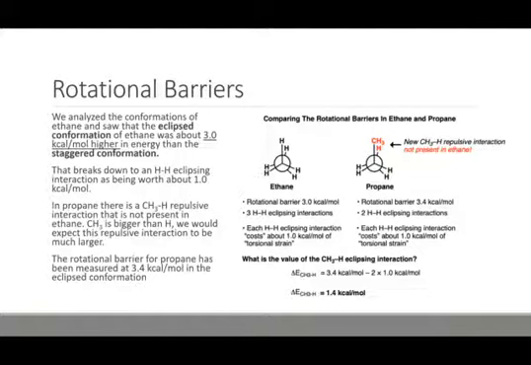Now, mathematically, what that means is that each of those hydrogens eclipsing is about 1 kilocal per mole. Remember, we have a total of 3 kilocals per mole. So each of these in total is 3 kilocals per mole. So that means it costs us about 1 kilocal per mole of strain per hydrogen overlapping with a hydrogen. Now, what if you look at propane?